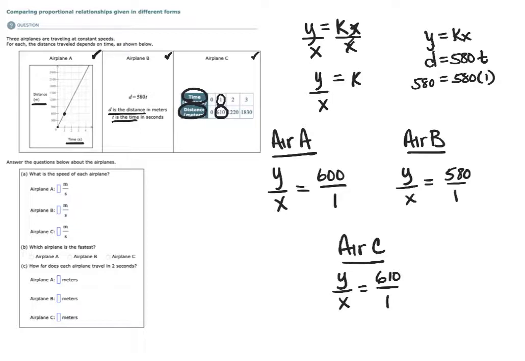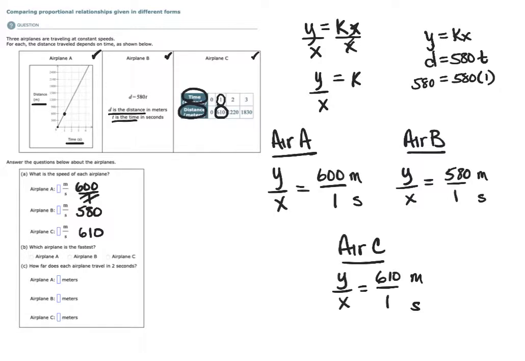Now I can compare all three of these. So my meters per second, meters being my distance, per second being my time, meters per second, and meters per second. I'm just going to fill these in. 600 to 1, or just 600 meters per second. Now, ALEKS may or may not want 1 as a denominator, and if that's the case, just put in 600, and that will work as well. Airplane B, we've already discovered, is 580 meters per second, and airplane C gave us 610 meters per second.